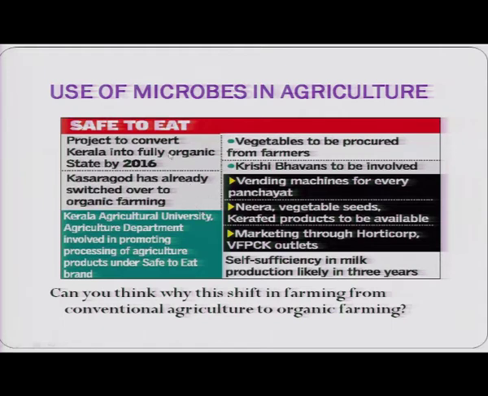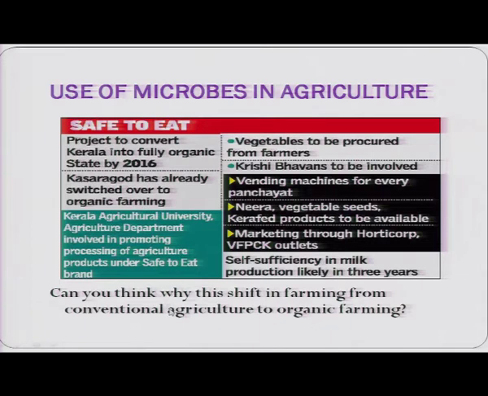In this article, you can see that there is a project to convert Kerala into a fully organic state. What do you mean by organic? Here organic refers to organic farming, that the states are gradually shifting towards organic farming. Can you think why this shift from conventional agriculture to organic farming?